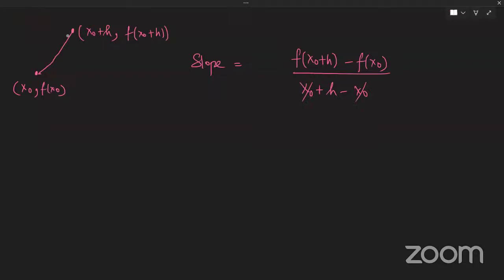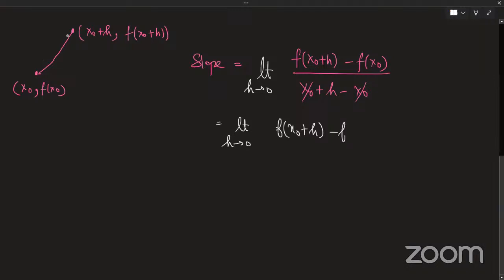Just one more thing that I need to apply on this, that my limit h should be tending to 0. So my slope will become limit h tending to 0, f of x naught plus h minus f of x naught whole divided by h. Right, everyone? This is the 0 by 0 form, obviously. Great. So this is what I get as the slope, and this is what we call the derivative of this function.